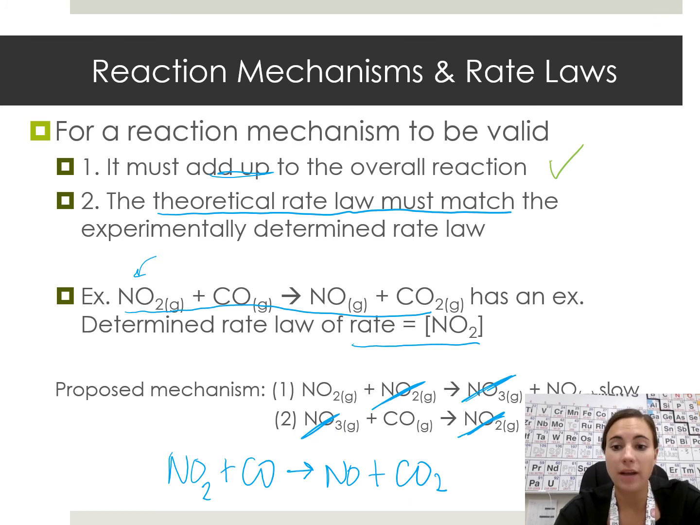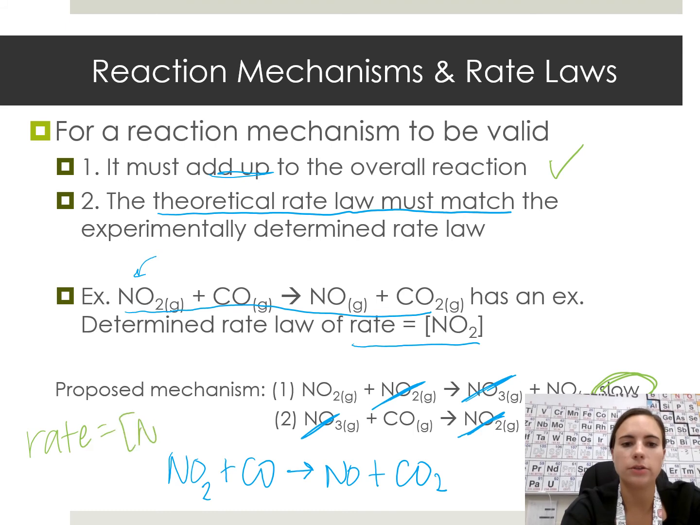Now I have to write my rate law based on the slow step, my theoretical rate law. Well, based on this slow step, the rate law would be rate equals nitrogen dioxide second order, because there's two of them. That does not match the experimentally determined, so because they don't match, this is not a valid mechanism.